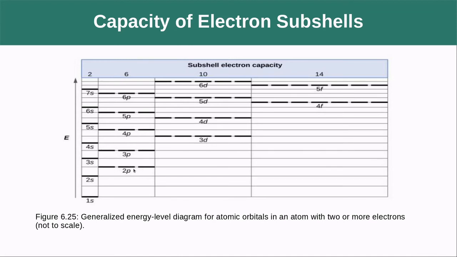Then we would pair these off, and then we would move on to 3s, and then 3p, then 4s, then 3d, then 4p, then 5s, then 4d, so on and so forth as we climb all of these different energy values here.